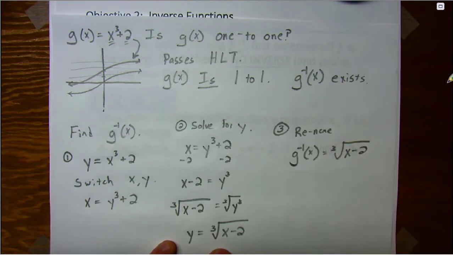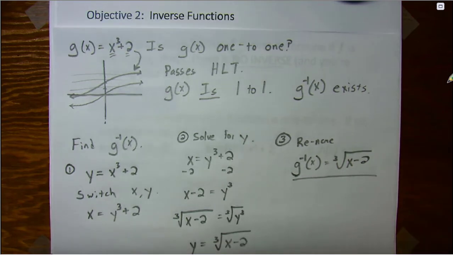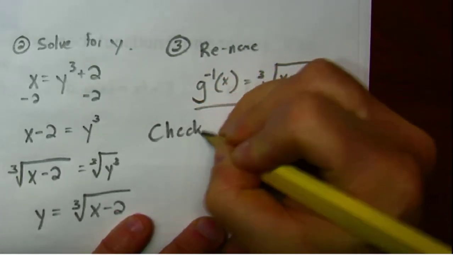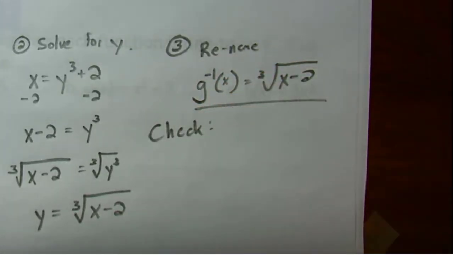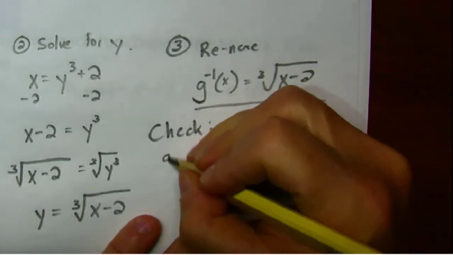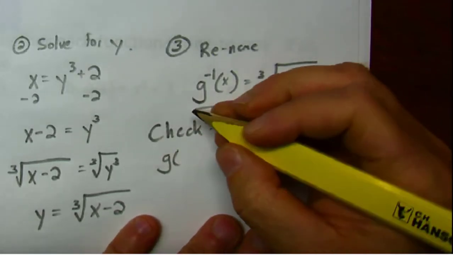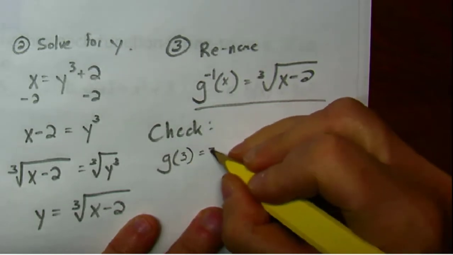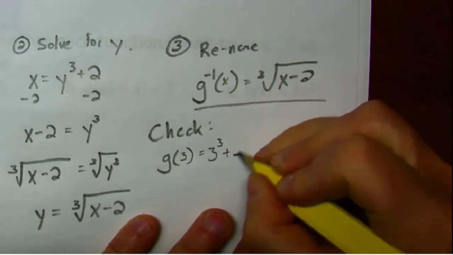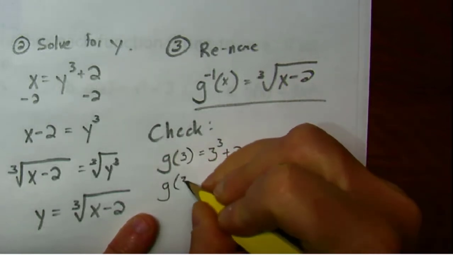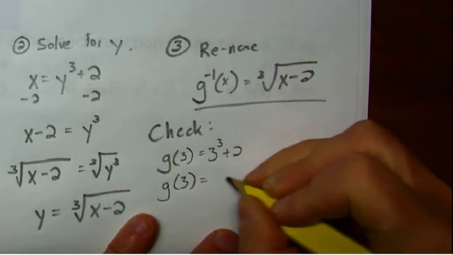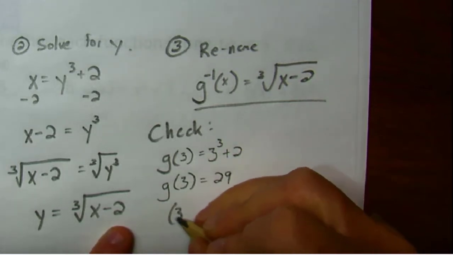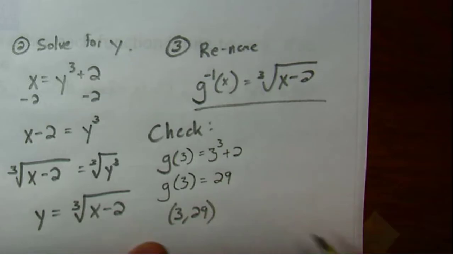Now here again, we're done, but let's check it. Make sure that it actually works. Let's pick a number to plug into our original function. Let's take g of 3. g of 3 is equal to 3 cubed plus 2. And therefore g of 3 is equal to 27 plus 2, that's 29. g sends 3 to 29.